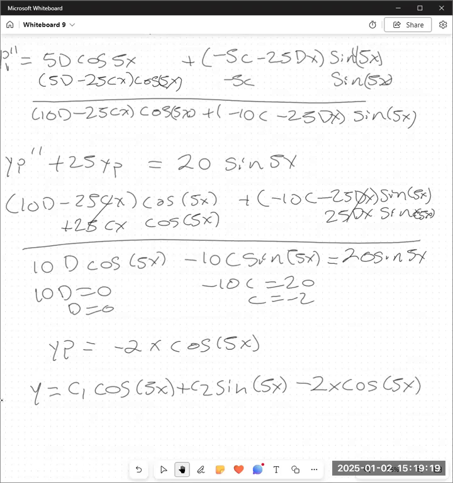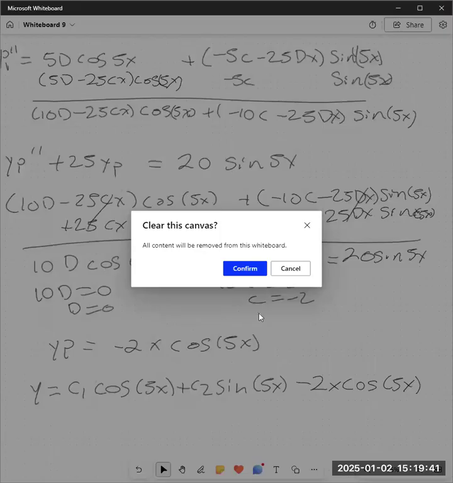I hope you see that we're doing the same thing as when we did our guess and check with the superposition principle. We just don't have to guess and check. We know exactly what our yp is going to be, and that's going to be really helpful in this next one here. This will be our last one for today.